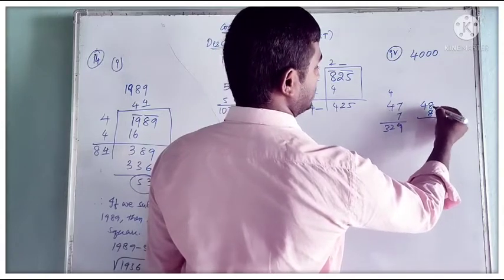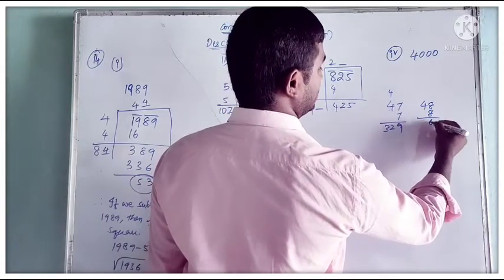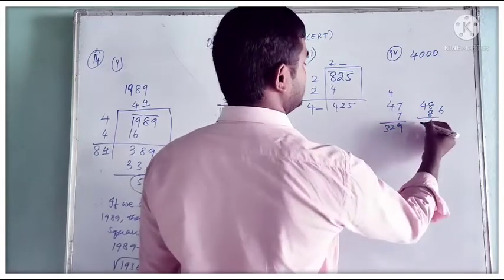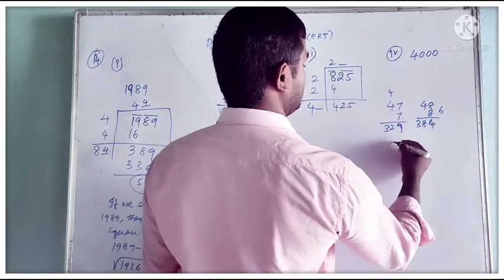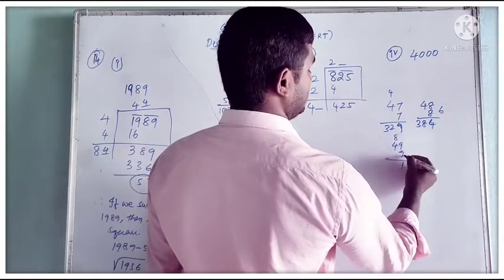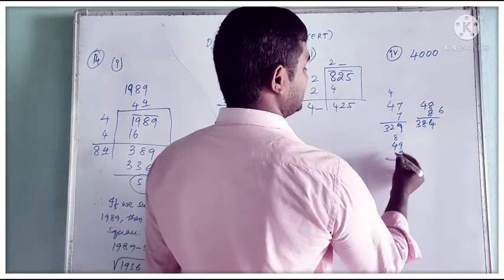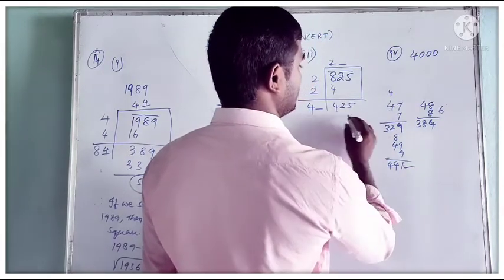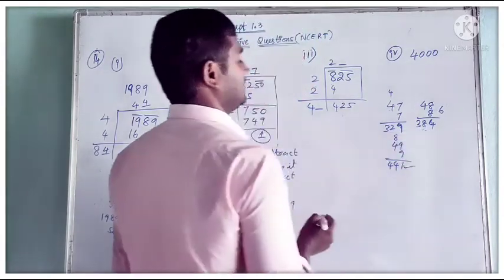48 into 8. So 8 8s are 64. 6 carries, 8 fours are 32. 32 plus 6 is 38. 384. If you take 49 into 9, so 9 9s are 81. 8 carries, 9 fours are 36. 36 plus 8 is 441. So this is greater than the required number. The nearest number is 384 only.